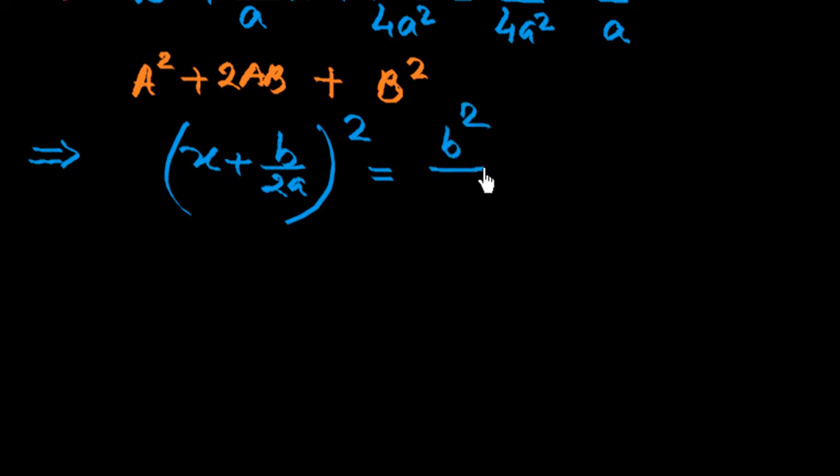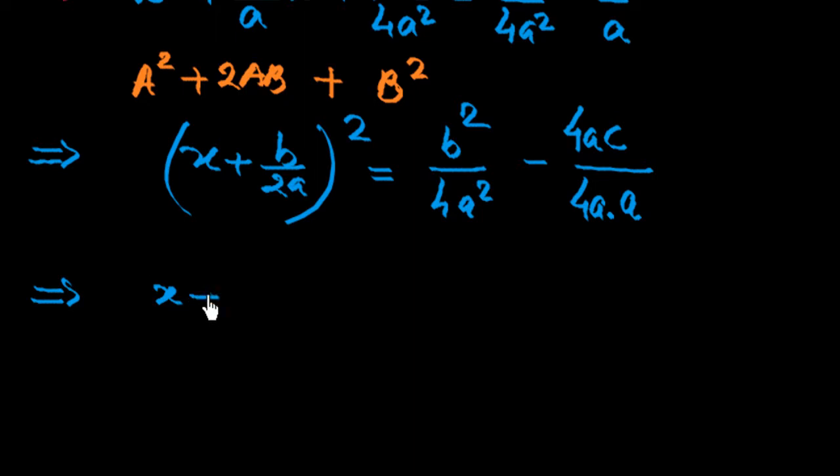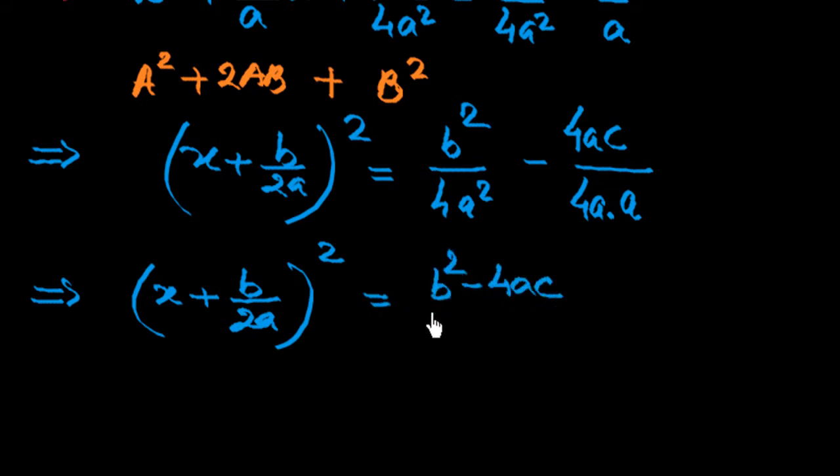So we are putting this here and simplifying this also. b square over 4a square minus c. Here we multiply both sides by 4a, so we are getting 4a square in the denominator on the right side. So we get here x plus b over 2a whole square is equal to b square minus 4ac over 4a square.